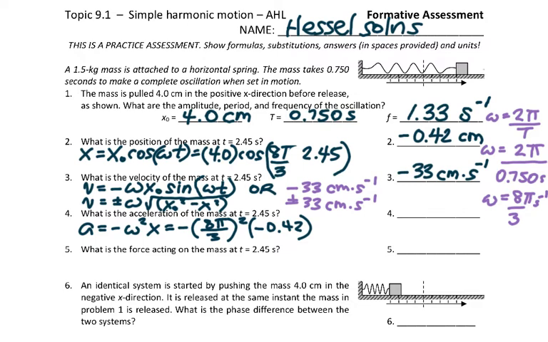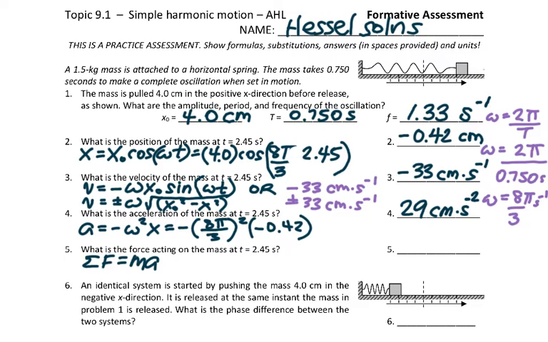And probably the simplest question, what is the force acting on the mass at 2.45 seconds? Some classic Newton's second law, sigma F equals ma. And it doesn't say anything about any damping force or frictional force, it's just simply the spring acting. So we know the acceleration, we know the mass.